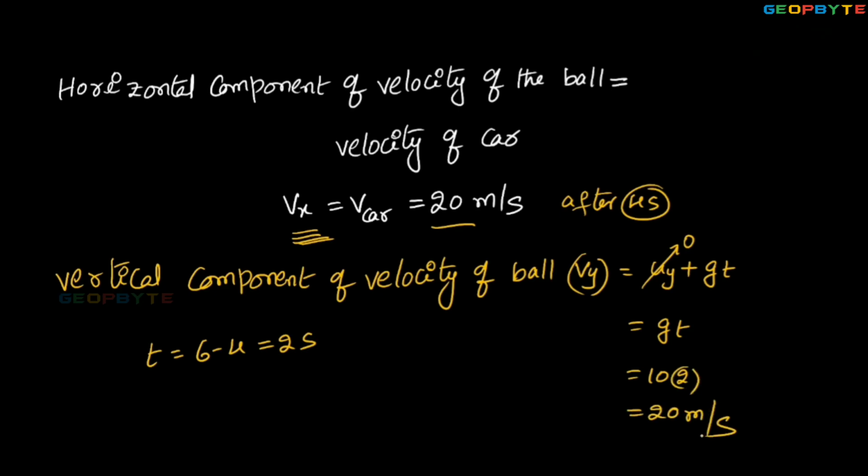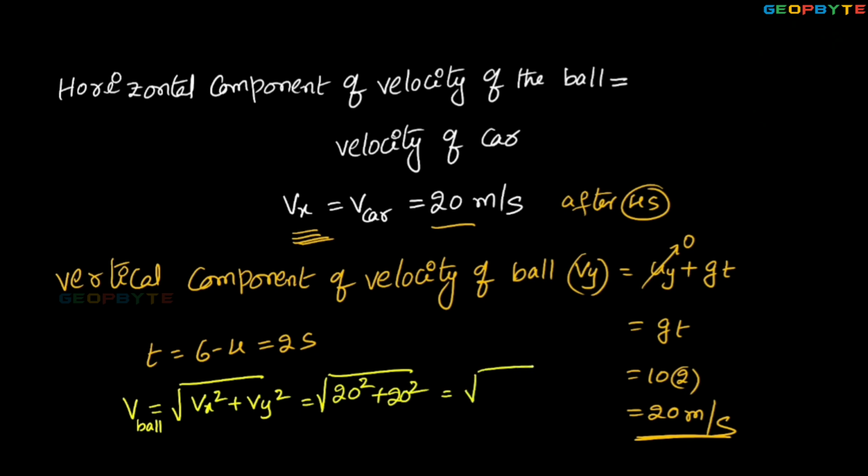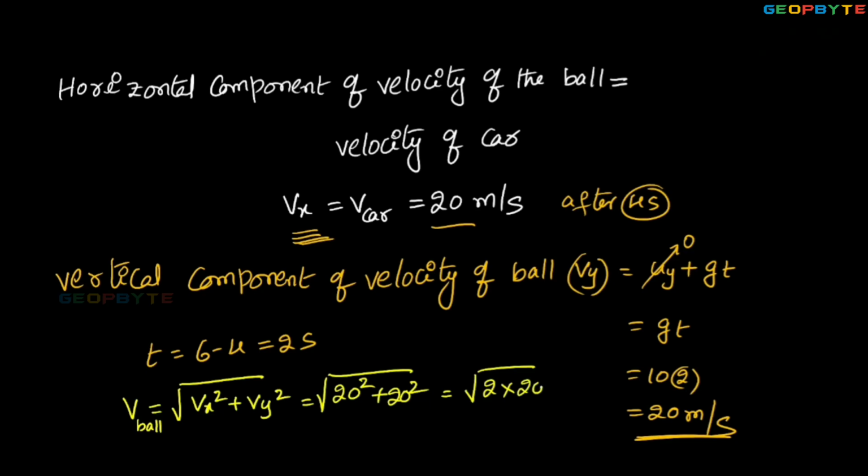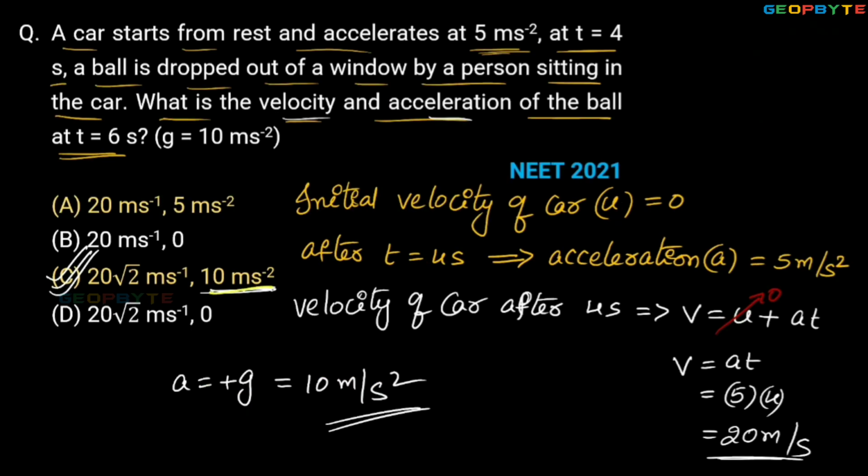That means the horizontal component of velocity and the vertical component of velocity are the same. Then the net velocity of the ball, v equal to root over Vx square plus Vy square. It is equal to root over 20 square plus 20 square, equal to root over 2 into 20 square. So it can be written as 20 root 2. That is the net velocity of the ball with acceleration 10 meter per second square. Look at option C. Option C is absolutely correct.